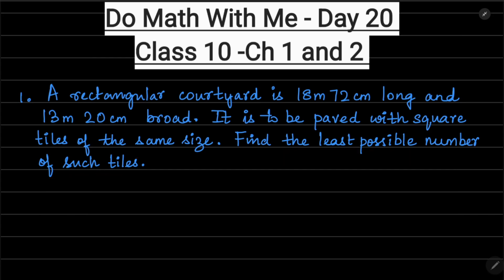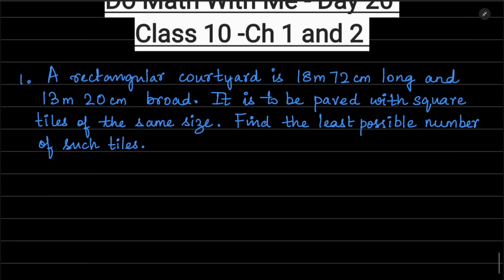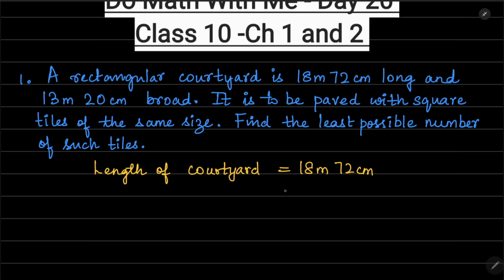First of all, the minute you get such word problems, this problem is related to LCM and HCF of chapter 1. Let's write what is the length of the courtyard. The length of the courtyard is given as 18 meter 72 centimeter. Let's convert it into centimeters. So, 18 multiplied by 100, which is 1800 centimeter plus 72. This will give you the answer in centimeters.